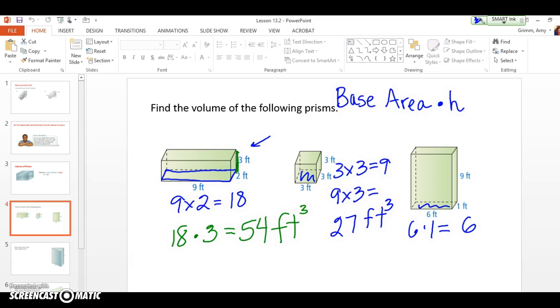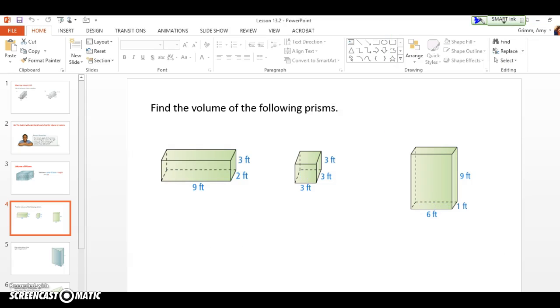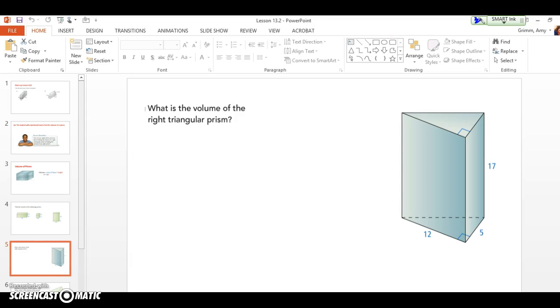We have 9 layers of 6, so we would take 6 times 9 and get 54 cubic feet. Okay? Makes sense? All right, let's try to do a triangular prism then. Okay, the formula doesn't change. It is still base area times height. It's just that the base area this time is a triangle versus a rectangle.